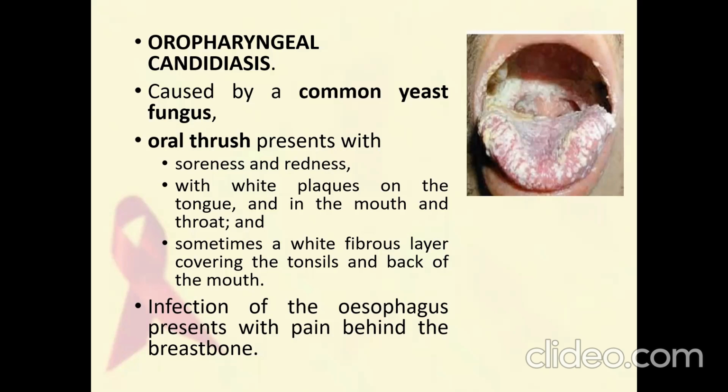So oropharyngeal candidiasis is caused by a common yeast fungus, also called oral thrush. This oral thrush presents with soreness and redness, with white plaques on the tongue, in the mouth and throat. Sometimes a white fibrous layer covers the tonsils and back of the mouth. And here, infection of the esophagus presents with pain behind the breastbone.